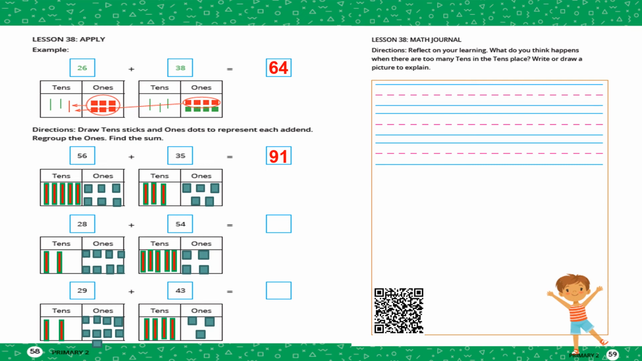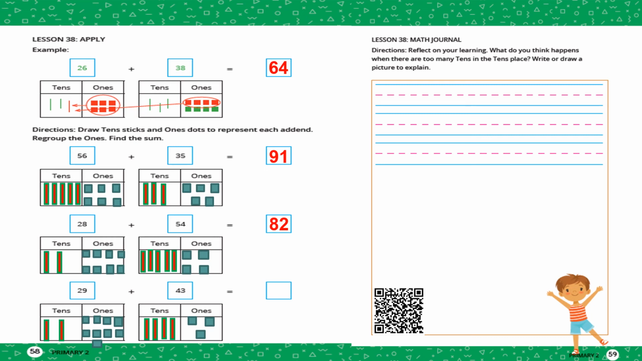8 plus 4. After 8, 9, 10, 11, 12. So we will write 2 and carry up 1 in tens. 1 plus 2 equals 3. 3 plus 5 equals 8. 82.